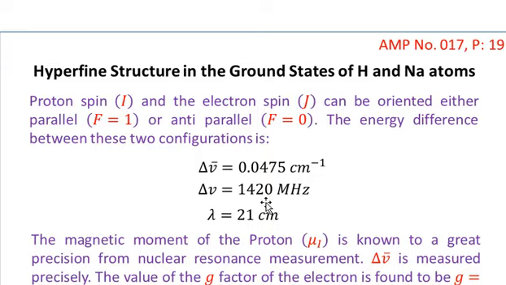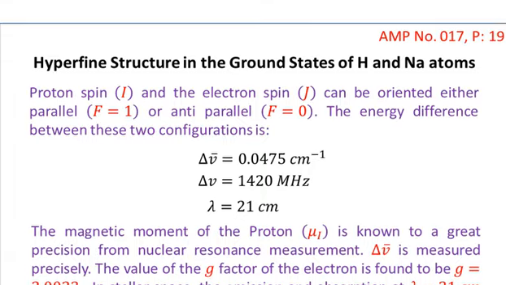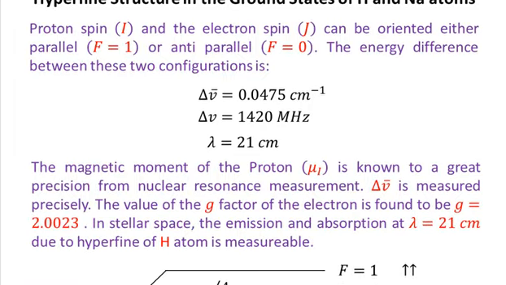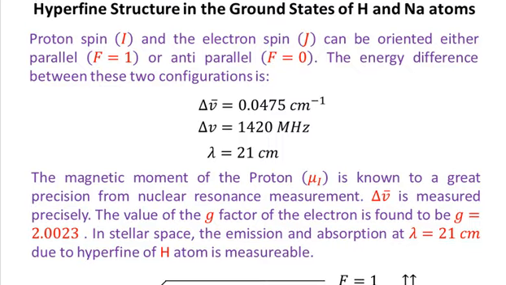or delta nu equal to 1420 megahertz, and the corresponding wavelength is 21 centimeter. This is what I have calculated. I have given you this data for the case of the hydrogen atom. And this data, delta nu bar, delta nu, and lambda, corresponds to the ground state of the hydrogen atom.